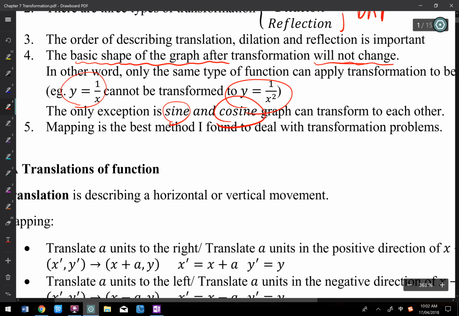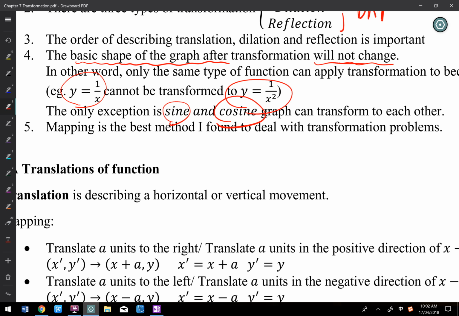Sine graph and cosine graph can achieve each other by transformation, but because we haven't learned sine and cosine yet, we'll talk about that later when we reach that exercise. But if you have an idea of what sine and cosine graphs look like from year 10, you can see they have exactly the same shape, and by movement you will achieve the same thing. That's why sine and cosine are the exception: they originally have exactly the same shape, so we can achieve that by transformation.